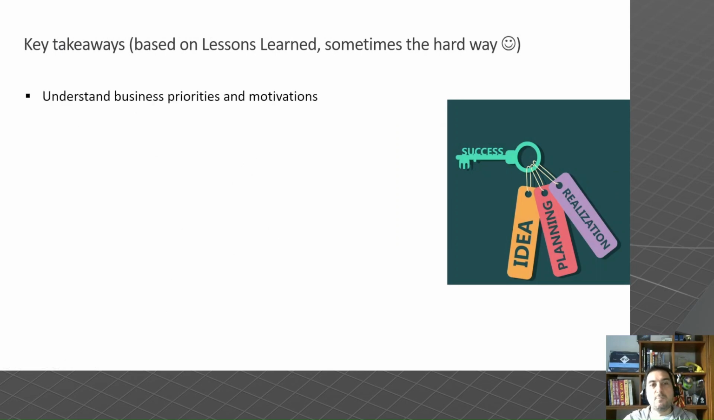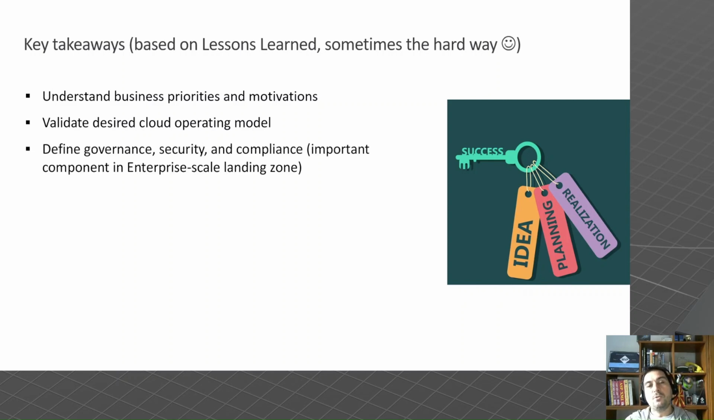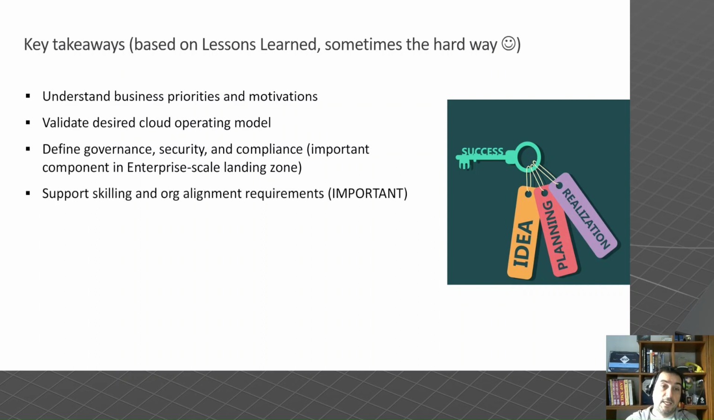You should understand specific business priorities and motivations in your organization or your customer's organization. Whatever cloud operating model you decide on, validate whether it's feasible or not. Define the governance, security, and compliance, especially in the enterprise-scale landing zone. It gives more complexity, but the baseline works for small and mid-sized organizations as well. Skilling and organizational alignment requirements are important, as they will identify not only the knowledge gaps but also the people skills gaps in general, and then you figure out how to fill those either by training, new hires, or external support.